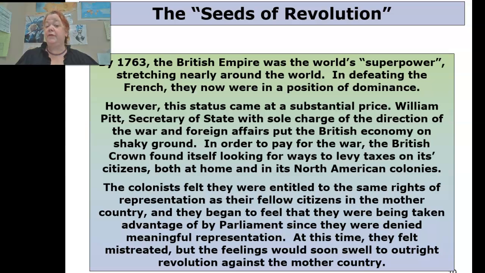So in order to pay for the wars, the British Crown found itself looking for new ways to levy taxes on its citizens, both at home and in its North American colonies. Once again, they'd ignored the Americas for a couple hundred years. As long as they were sending the goods, they were leaving them alone. Now you want to tax them. Well, think about it. How would you feel?